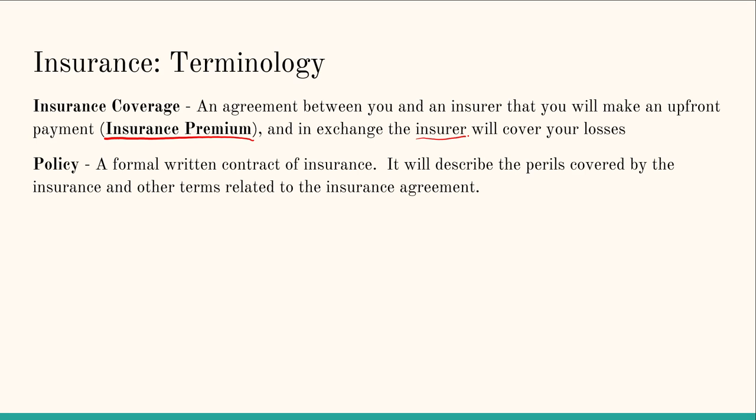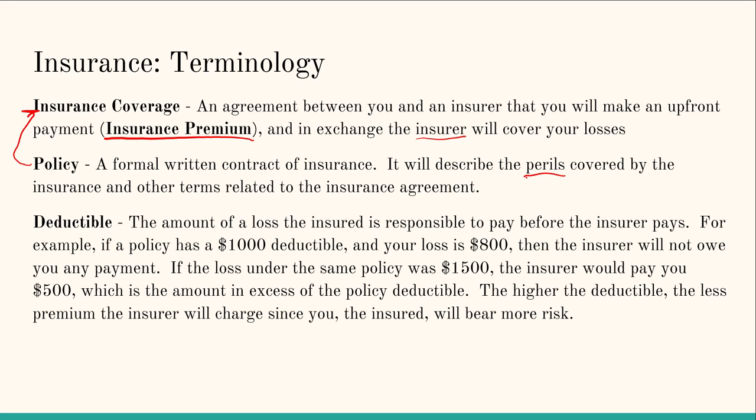A policy is a written formal contract of insurance. The policy is going to set the terms of the insurance coverage, and it will describe what perils are covered by the insurance and other terms related to the insurance agreement. So basically, the insurance policy is the formal written statement that is going to outline all the terms of the insurance coverage.